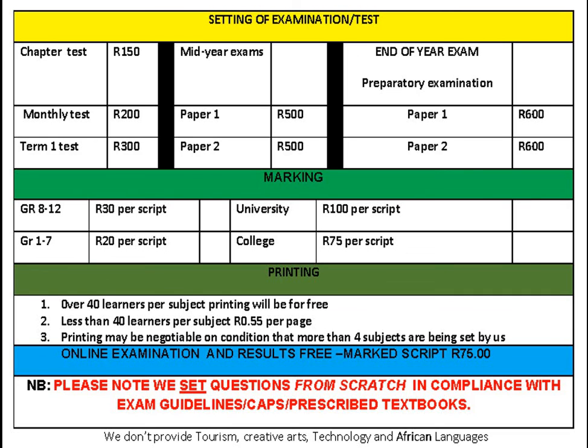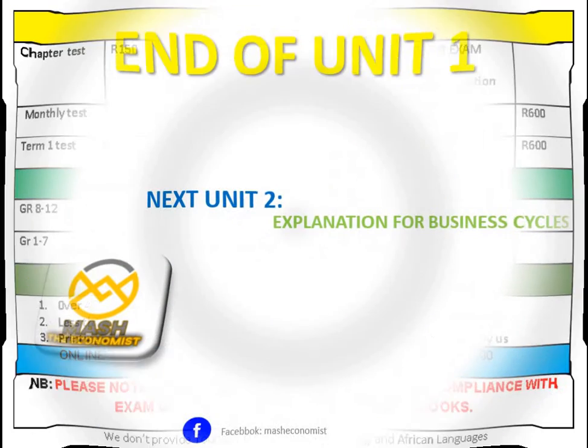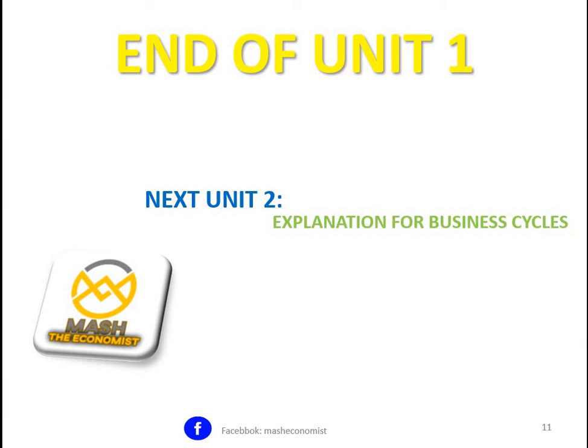So in the next unit, we will be looking at the explanation for business cycles. That is the explanation of endogenous and exogenous. I'm seeing we have a lot of questions there.